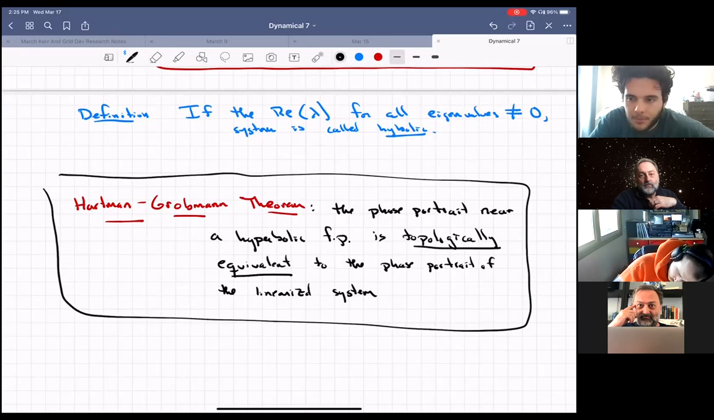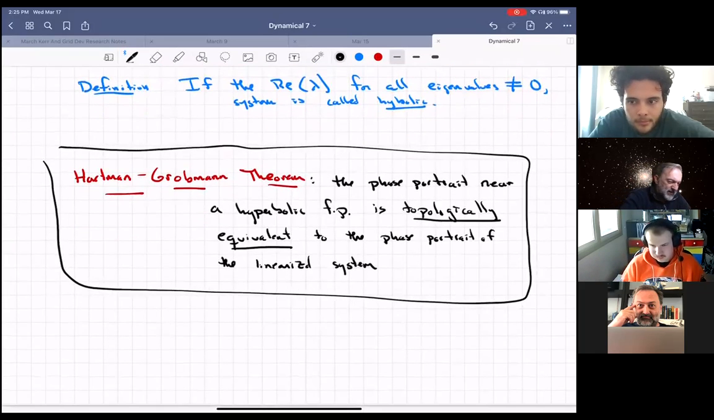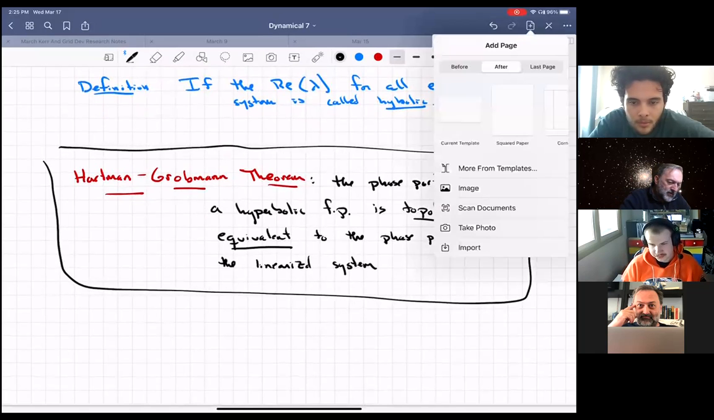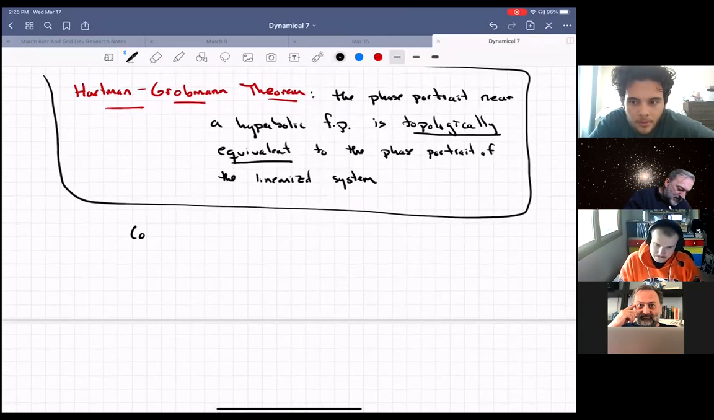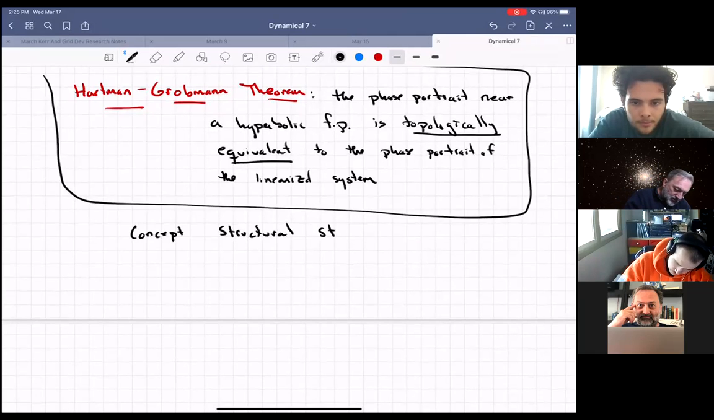I was about to ask if this theorem is proved with topology. You use ideas from topology, but you don't have to go that far. The Hartman-Grossman theorem is not that complicated of a theorem to prove. I've done the proof at some point. The proof relies on the concept of structural stability. So this is also sort of related to the concept of structural stability.